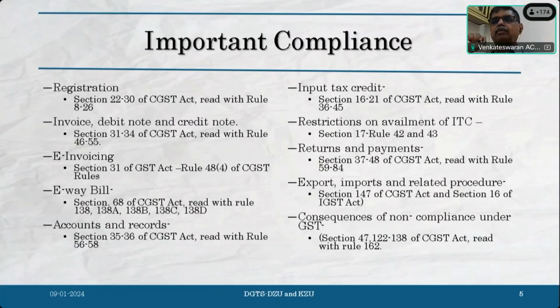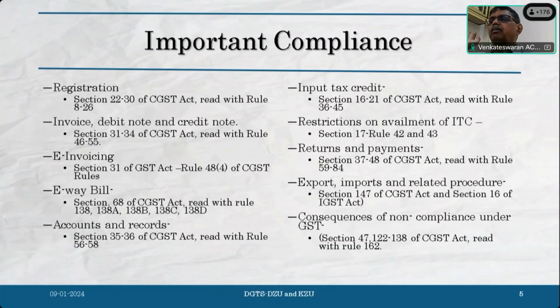Then after that, the returns and payments, indicating how I have done my self-assessment on account of outward supply, and my requirement to report the annual returns to reconcile my financial records with the GST records. And I have taken exports and related procedures; I am not going into much detail. For exports, only minimum procedures are required.